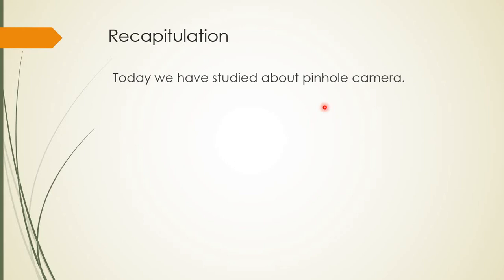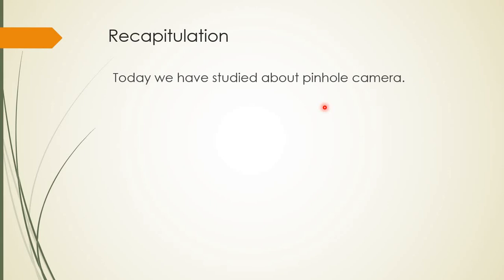So today we have studied about the pinhole camera, and how it works. The pinhole camera works on a certain principle, that light travels in a straight line, the rectilinear propagation of light. It depends upon that principle. If light did not travel in a straight line, then this pinhole camera would not work. So the principle of working behind the pinhole camera is the rectilinear propagation of light.